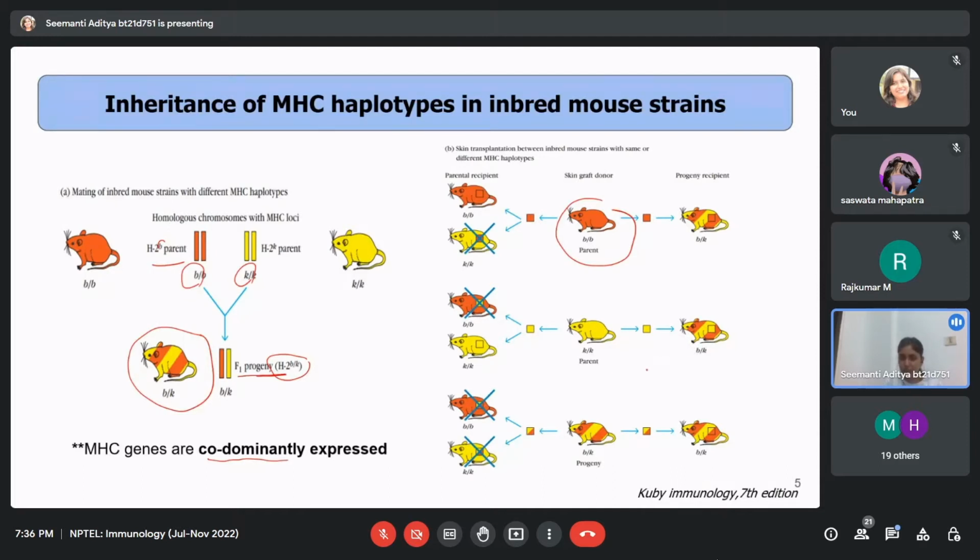So this is codominantly expressed. Again, here if you're taking the skin graft from the progeny and transplanting in the parents, none of the parents will be able to accept it, because it is again a new type of MHC molecule. So as your breeding goes on and on, your MHC molecule also will become more and more differentiated, and more mix and match of genes will be taking place, and newer genes will be synthesized.